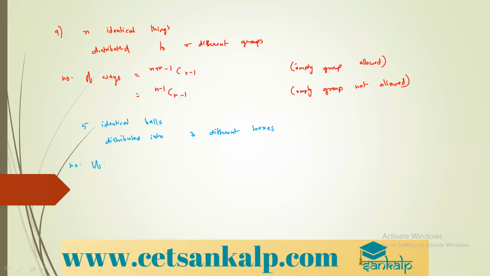Then the number of ways you have to... But the condition is no box remains empty. Empty boxes not allowed. So you have to use the second formula, n minus 1 C r minus 1. That is 4C2. Start with 4, take two numbers, divided by 2 factorial. So it can be done in 6 ways.